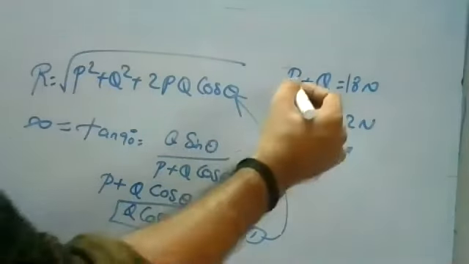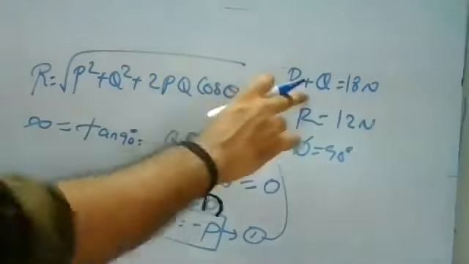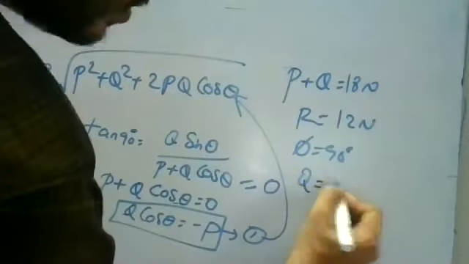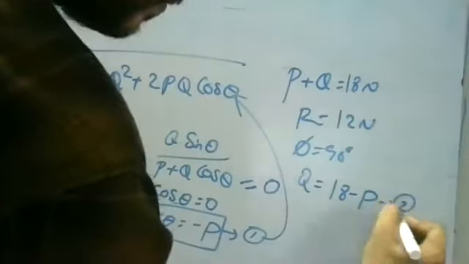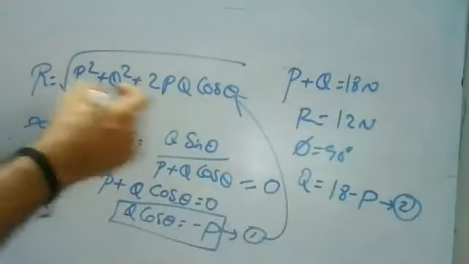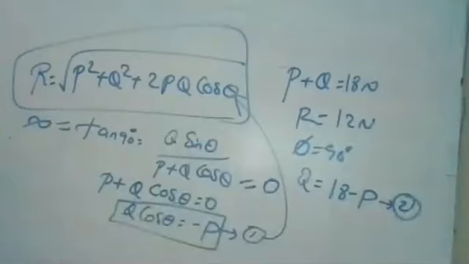And in our relation, p plus q is equal to 18 newtons. So I substitute q cos theta as minus p. In the relation, I'll take q is equal to 18 minus p. I'll take it as the second equation. So using the first and second equations, I'm substituting. From this relation, I'm going to find p and q. Take your time, I need the values of p and q.